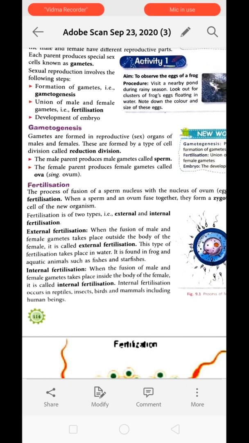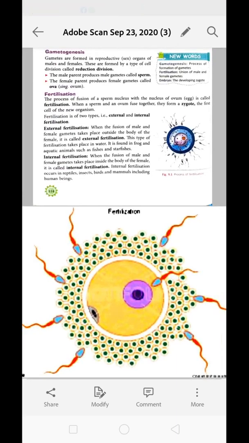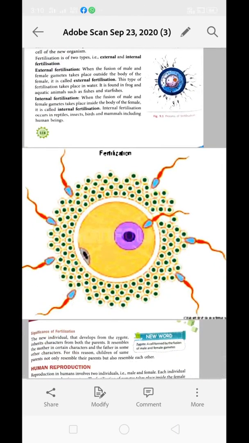When a sperm and ovum fuse together, they form a zygote. As a result of fertilization, a new cell is formed, which is called a zygote. This new cell carries 50% of the chromosomes from the sperm and 50% from the ovum. Meaning 50% of the chromosomes come from the father's side and 50% come from the mother's side. Clear? Is fertilization clear?